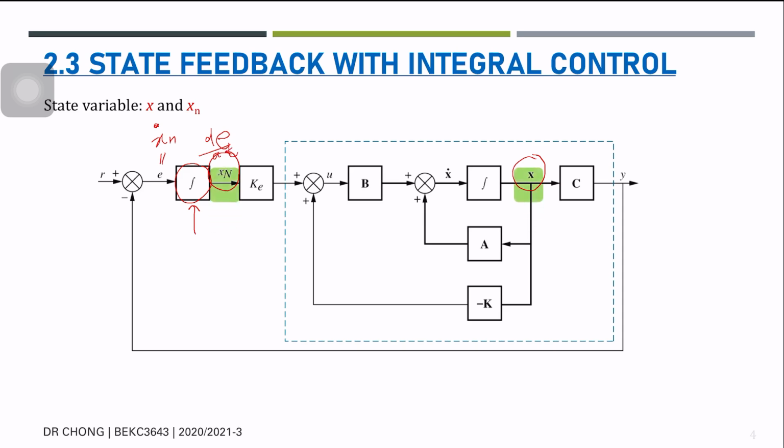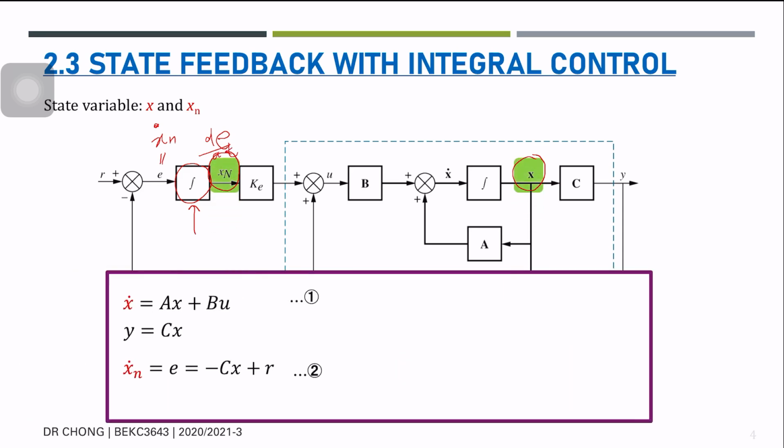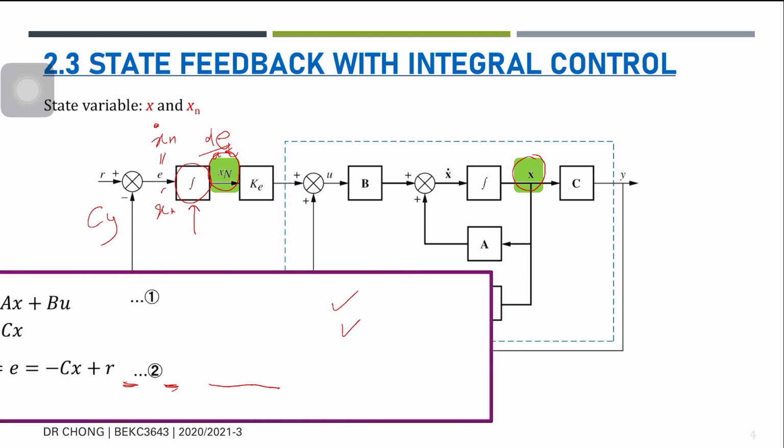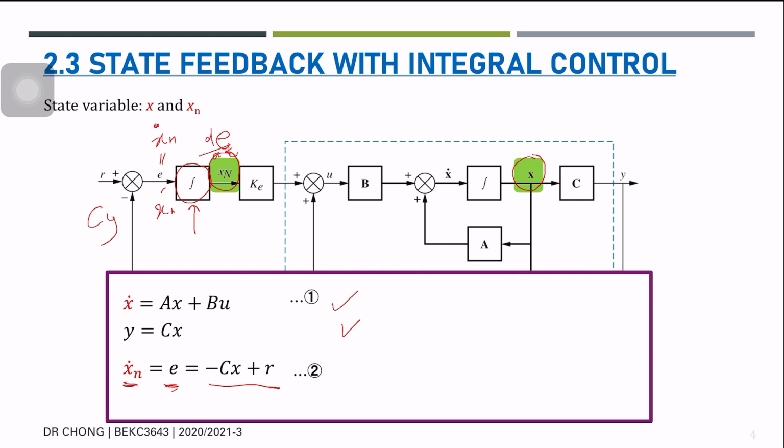From here we can see that x dot and y are the original ones, and then xn dot is the same as e. The equation of it is r minus Cx, because it is feedback. Here is the Cx, so r minus Cx, and then we apply y.